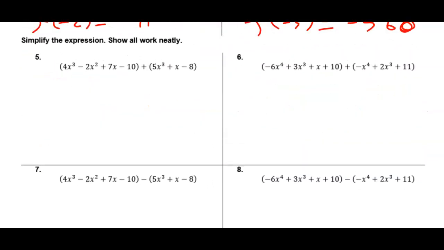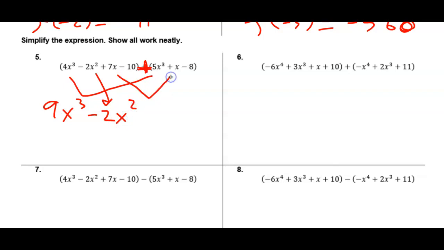Now, simplifying these, do you notice that we are adding? We're just going to combine like terms. Cool? So take your 2x to the thirds. 4 plus 5 is 9x to the third. I only have 1 squared, so minus 2x squared. Combine your two x's. 7x plus 1x is 8x. And -10 minus 8 is -18. That's it.